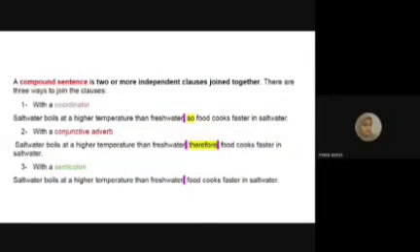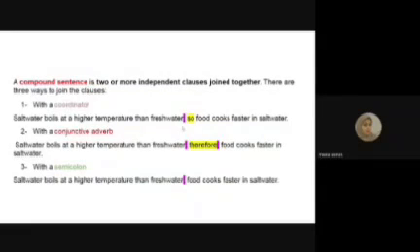So you start with the first independent clause, salt water. Subject, boils, verb, and we have a complement at higher temperature than fresh water. Therefore, which means as a result. But how do we write the conjunctive adverb with punctuation? We use a semicolon before the conjunctive adverb and the comma after the conjunctive adverb. After that, we have the second independent clause, which is food, subject, cooks, verb, and we have a complement.